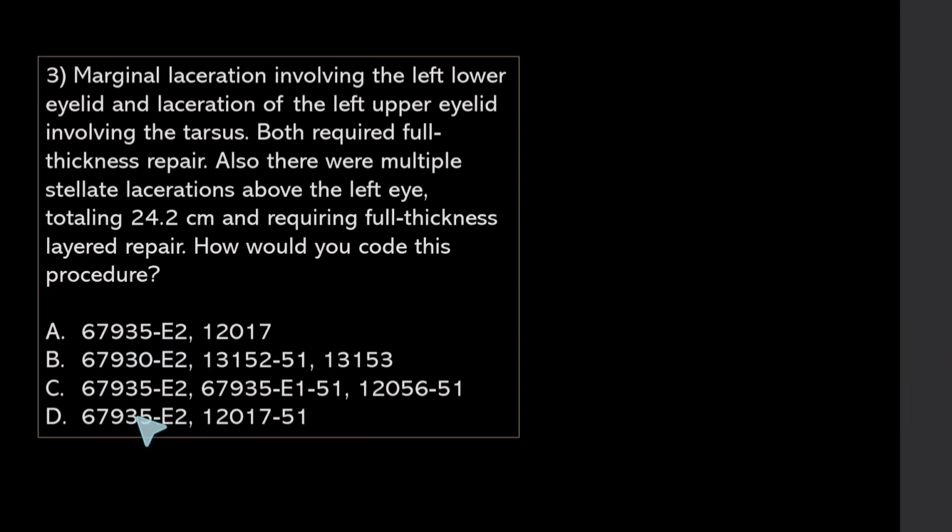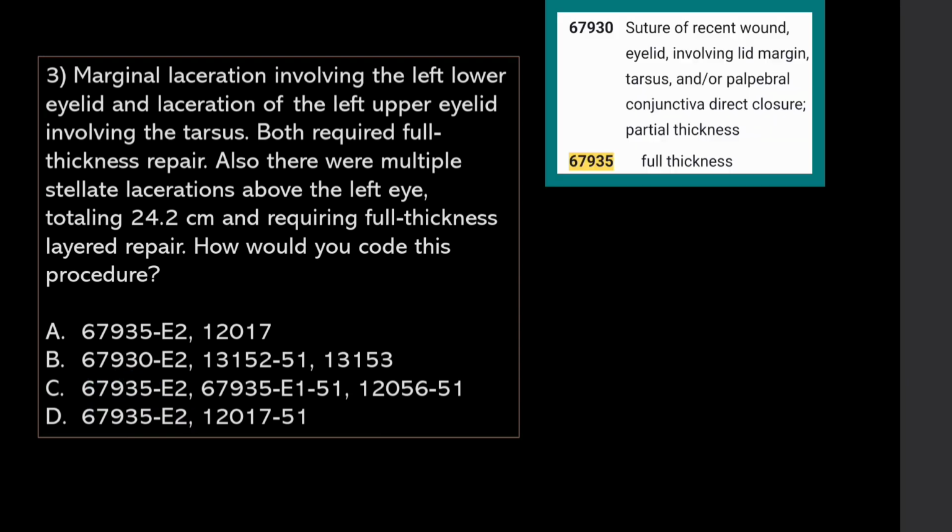Let us see the first code from each option. In option A, C and D, the first code is 67935. In option B, the first code is 67930. Let us check these two codes. 67930 is for suture of recent wound eyelid involving lid margin, tarsus and/or palpebral conjunctiva, direct closure, partial thickness. And the code 67935 is for suture of recent wound eyelid involving lid margin, tarsus and/or palpebral conjunctiva, direct closure, full thickness.